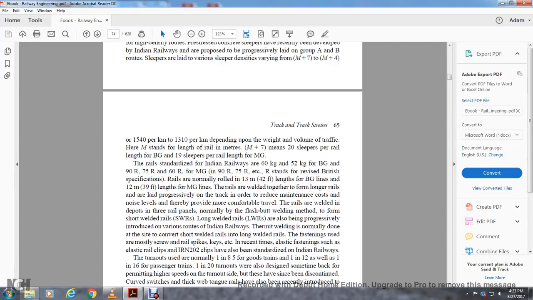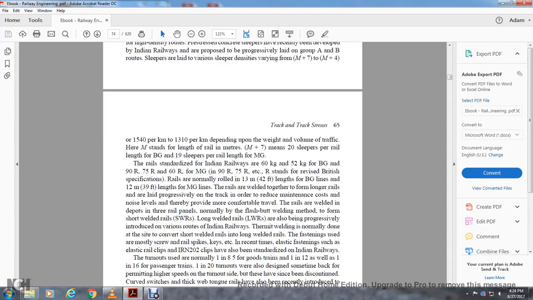The rails are welded together into longer rails progressively on track in order to reduce maintenance costs and noise level, and they provide more comfortable travel. The rails are welded in depots in three-rail panels, normally by the flash butt welding method, to form short welded rails or SWRs. Long welded rails are also progressively introduced on various routes of the Indian Railways. Thermite welding is normally done at site to convert the short welded rail into long welded rail.